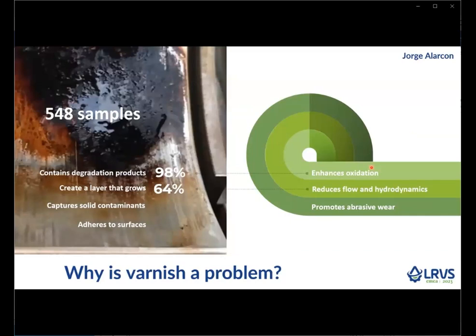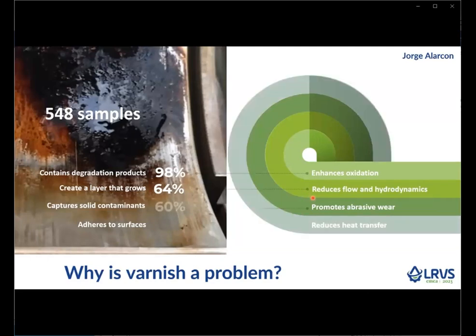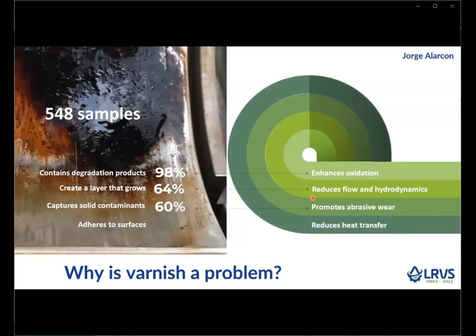Around 64% create a layer that grows, and this surface layer on the component will reduce the flow, and it will affect the hydrodynamics of the fluid too. Besides these two physical situations, the heat transfer of the fluid will be greatly reduced too. On the other hand, around 60% of the samples contain solid contaminants.